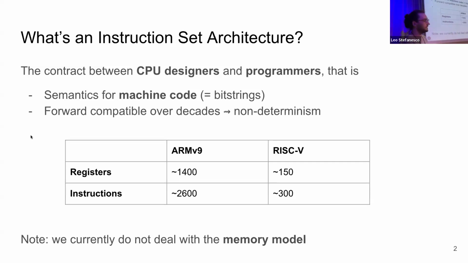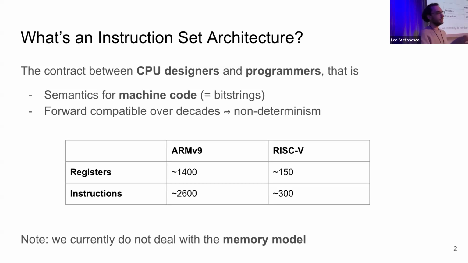ISA stands for Instruction Set Architecture, and at least to me, it's a bit of a strange name, but basically it's a contract between the CPU designers, such as Intel or ARM or Apple, and the programmers. More concretely, it gives the semantics of the machine code that runs on the computer at quite a low level, in terms of bit strings. You have a bunch of bytes, which are your program, and it explains how these bytes correspond to instructions, and what happens when the processor executes these instructions.